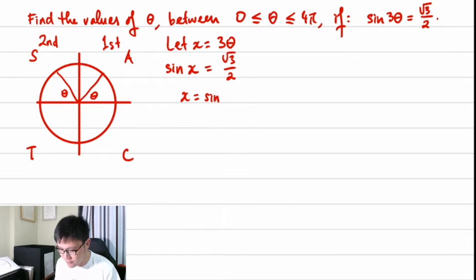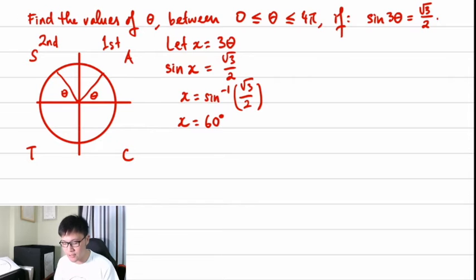Now using your calculator, obviously you will need your calculator for trigonometry, you will do x equals sine to the power of negative 1, root 3 over 2. Now this is your inverse function of trigonometry, and the base angle will be 60 degrees. Now your 60 degrees in radians is pretty much equal to pi over 3.